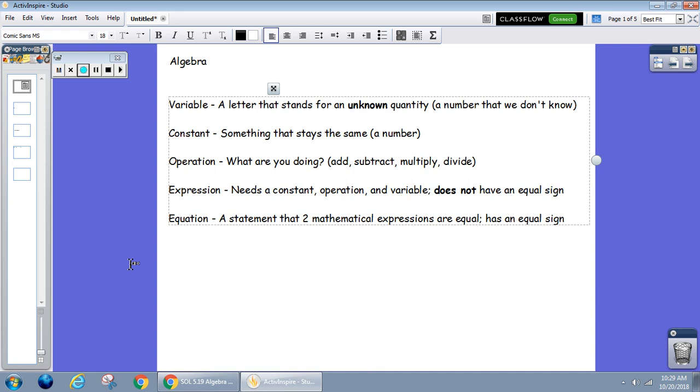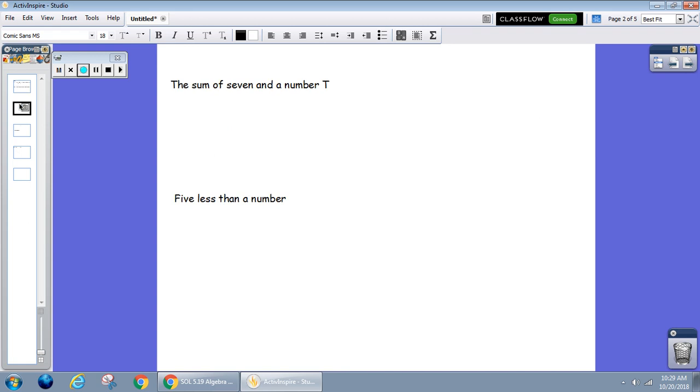Add, subtract, multiply, divide. You have an expression, which needs a constant, an operation, and a variable. Remember, it doesn't have to be in that order. And it does not have an equal sign. An expression is just part of the equation. An equation is a statement that two mathematical expressions are equal. All right, this one does have an equal sign. So let's look at a couple examples.